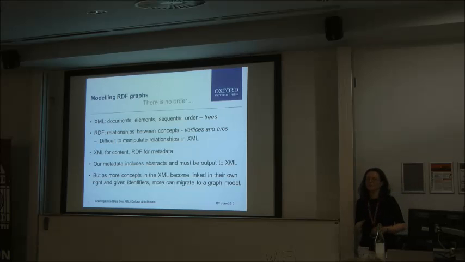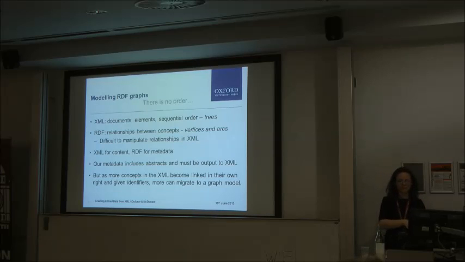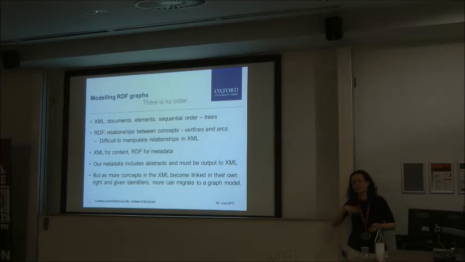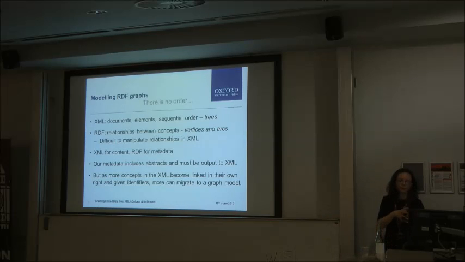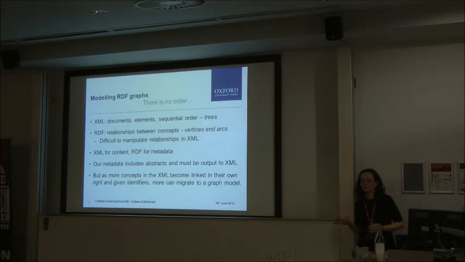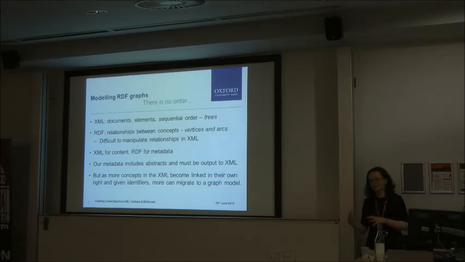Some people have said, okay, well you're going to have your XML for your content, for your documents, and you can have your RDF for your metadata. But at the moment our metadata includes abstracts, and we've also got this requirement that we have to output it to XML to publish it. But as more concepts in the XML become linked in their own right, like the example I have with the authors, and they get given their own identifiers, we're expecting to migrate more of the XML to the graph model.